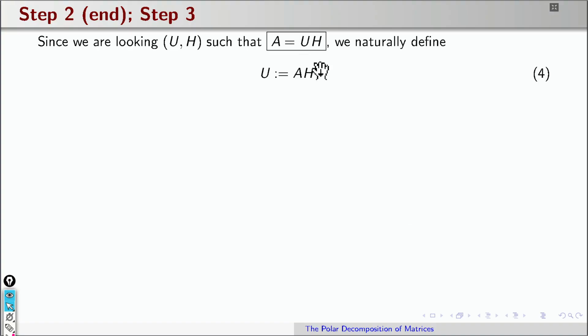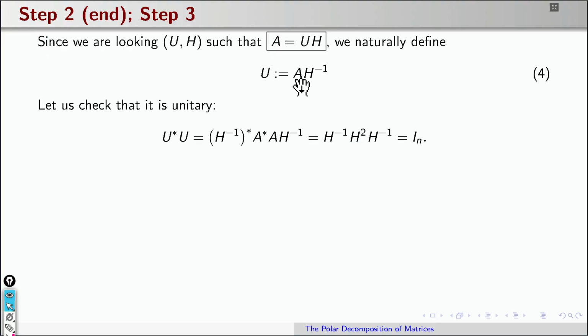If H is invertible, then you necessarily have this relation, U is A H minus 1. It remains to show that it is unitary. I just plug this in the definition. This transpose conjugate will give H minus 1 transpose conjugate, A transpose conjugate. Here you have A star A, which is what we call H square. It compensates with each of those and gives the identity.